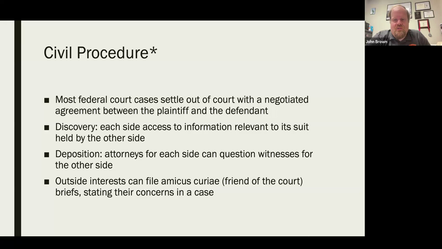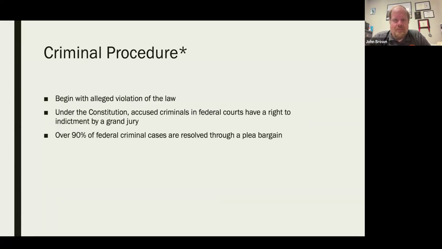Outside interests can file friend of the court or amicus curiae briefs stating their concerns in a case. So if a case dealt with, say, gun rights, for example, I would say both the NRA and the Brady Center most likely would issue amicus curiae briefs in which they would argue, here's how we think you should rule in this case, and here's our reasoning for why.